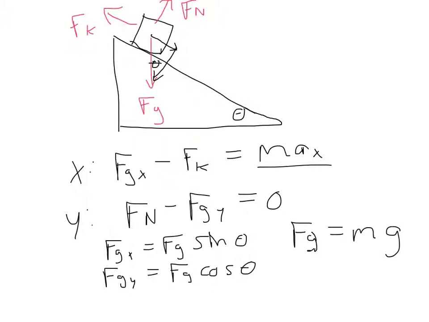Alright, so I'm going to add to this set of equations just the one that you already know as well for friction. Fk is equal to the coefficient of kinetic friction times the normal force. Put on a new slide, and let's just solve these to get our value for acceleration.